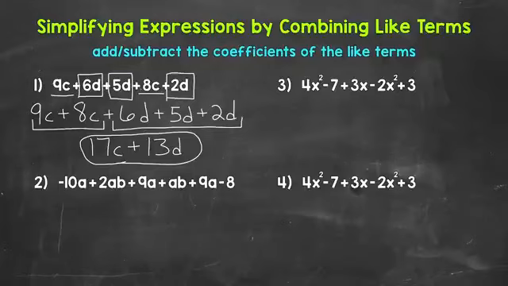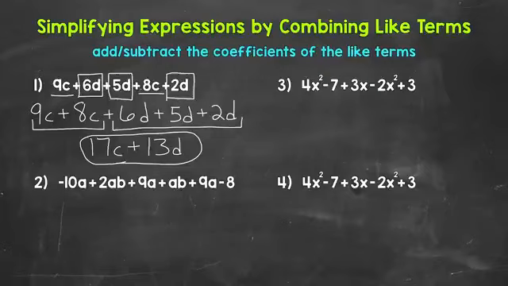Now 17c plus 13d is equivalent to the original expression. We went from 5 total terms in the original expression and simplified it to 2 total terms by combining like terms. Let's move on to number 2, where we have negative 10a plus 2ab plus 9a plus ab plus 9a minus 8. Let's start by identifying any like terms that we can combine.